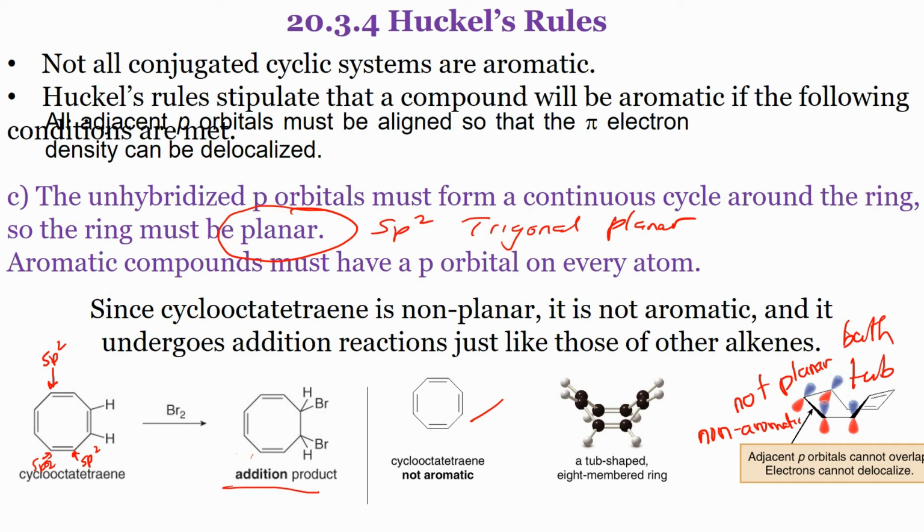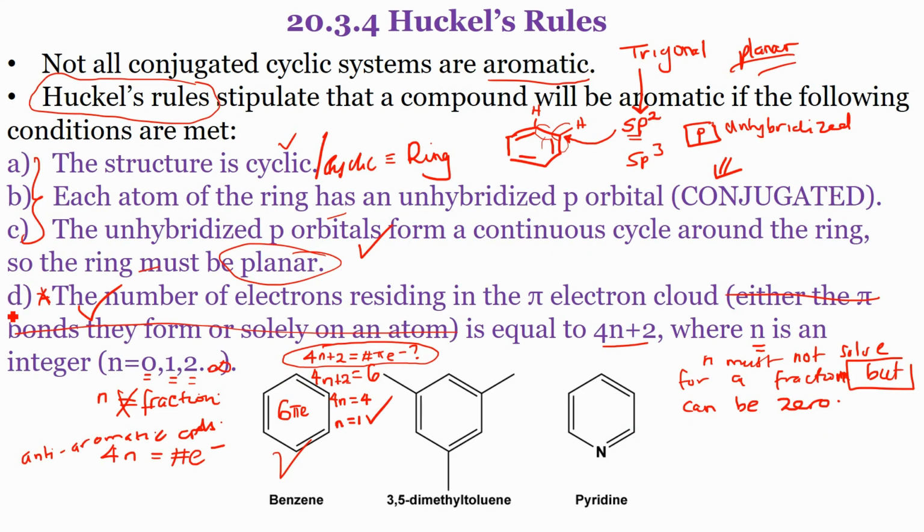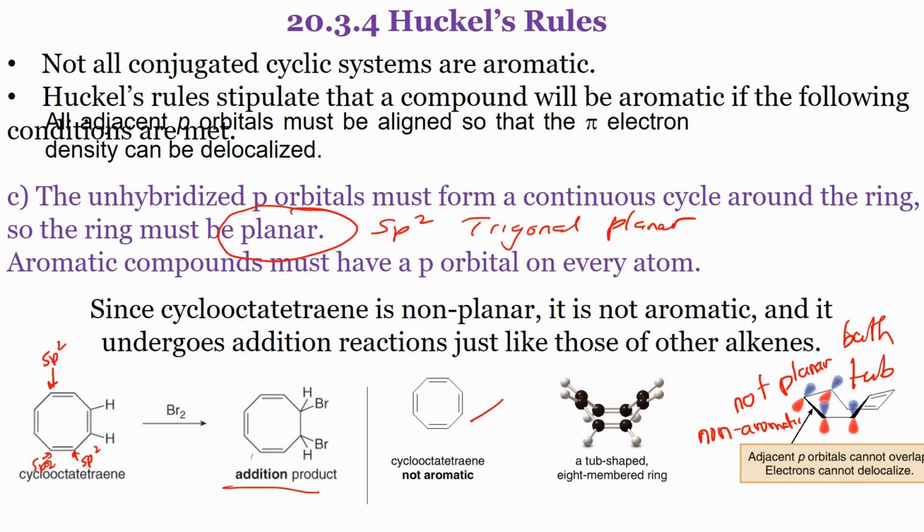Why? Because it is failing at least one of the ABC rules. It's not planar, and it's not completely conjugated actually, because for conjugation to happen, the molecule must be planar. Okay?